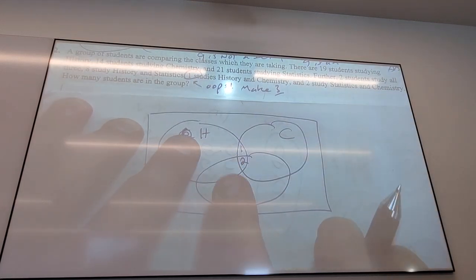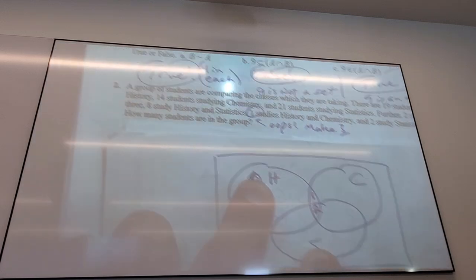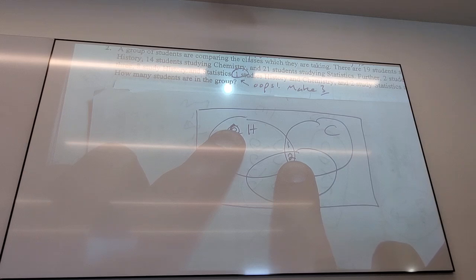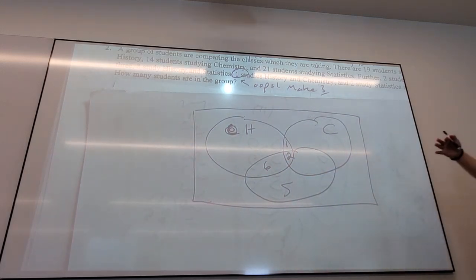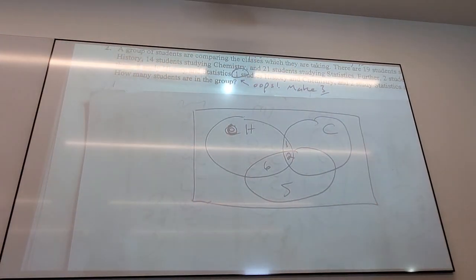What about history and statistics? How many are studying history and statistics? 8. How many do I have in there already? 2. So there should be 6 here. And then you keep working it out. Do you see that? Okay. So always start at the innermost region, the one that is in all 3 circles. Beautiful. I love it, because you've already got 2 in there, so that would be 0 there.